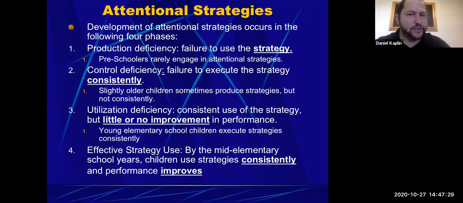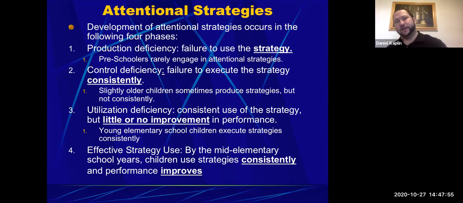So that's cognitive inhibition. So let's talk about attentional strategies. We talked about memory strategies. Now let's talk about attentional strategies. So there are different strategies that occur in 4 different phases. So phase 1 is what we refer to as production deficiency. Well, production deficiency actually is a bad thing. That is when you fail to effectively use the strategy of attention.